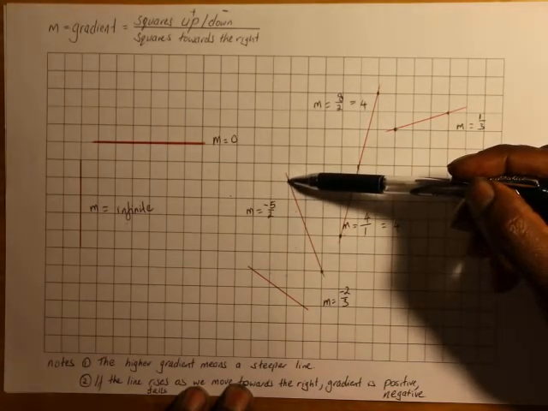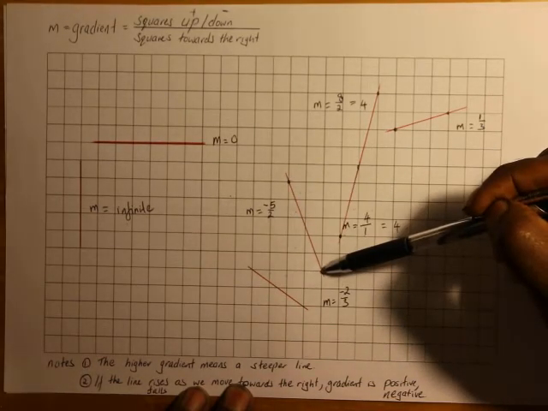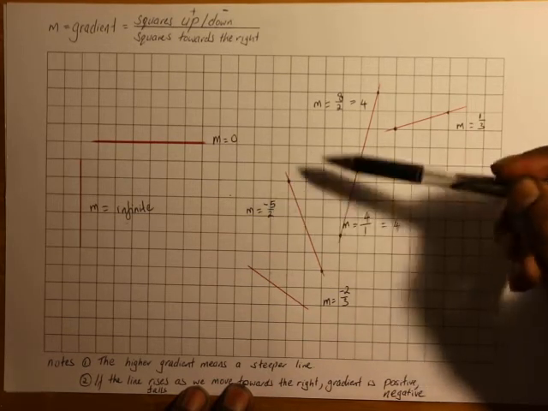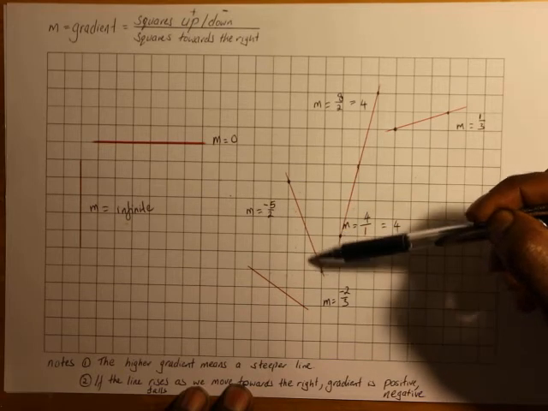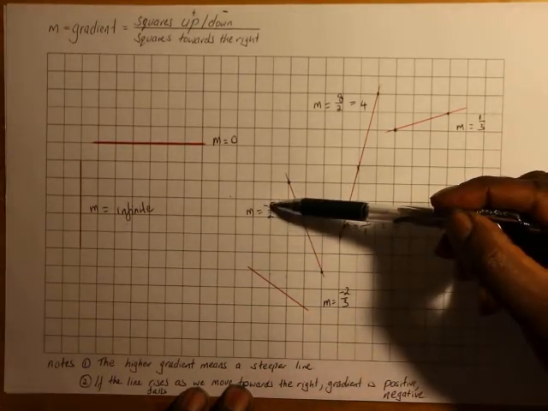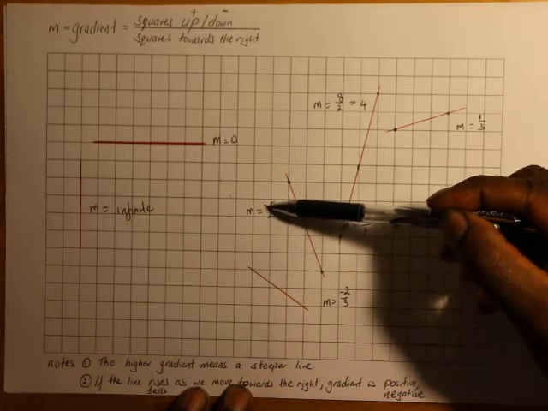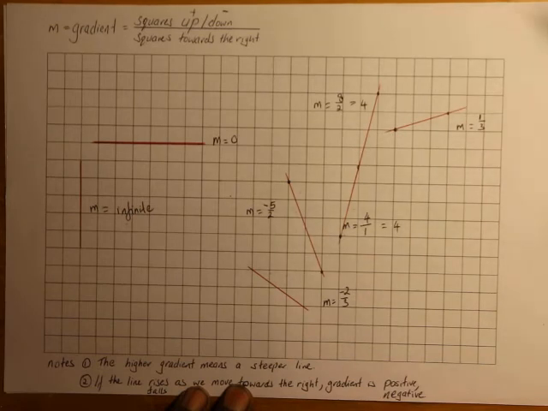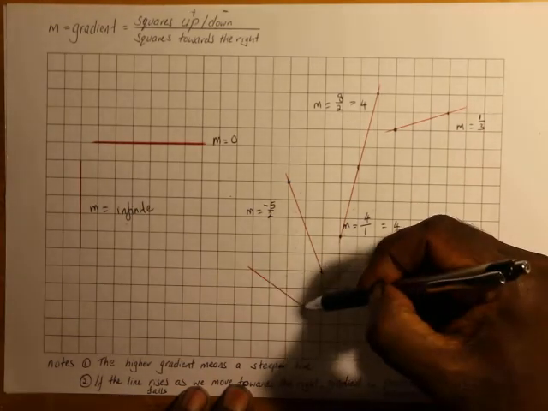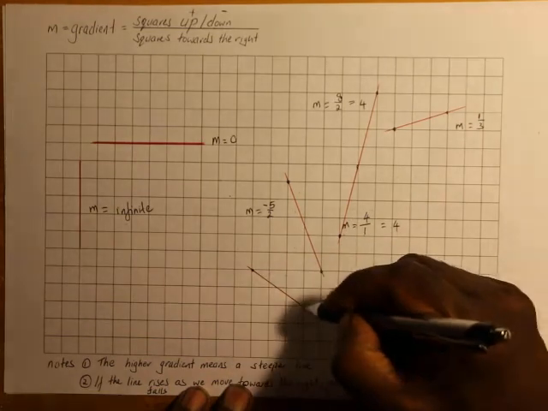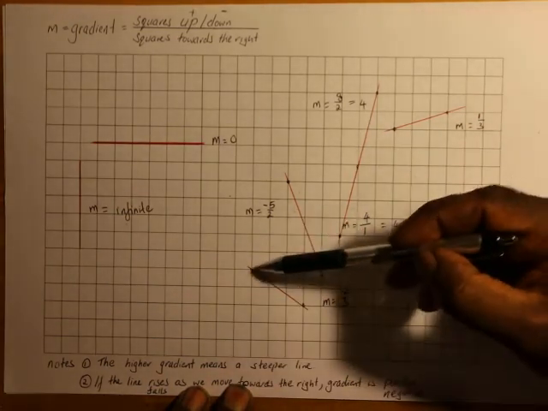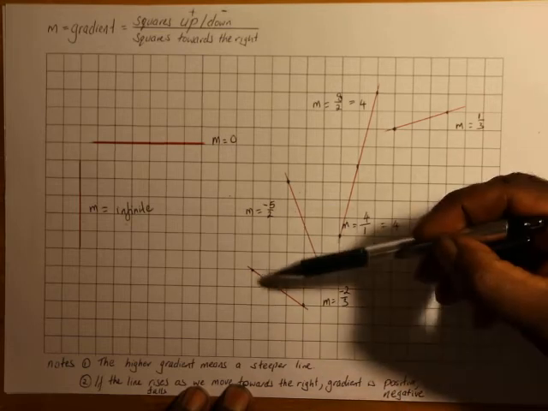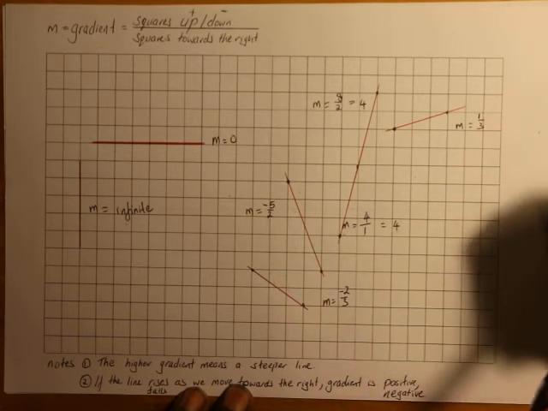This line here, we're going from here to here. To do that, we went across 2, that's our denominator, and we went down 1, 2, 3, 4, 5, that's our numerator. So it's negative 5 upon 2. It's negative because we went down as we moved towards the right. This line here, 2 points where it goes through the corner of the squares is here and here. To go from here to here, we went to the right 1, 2, 3, that's our denominator, and we went down 2, that's our numerator.